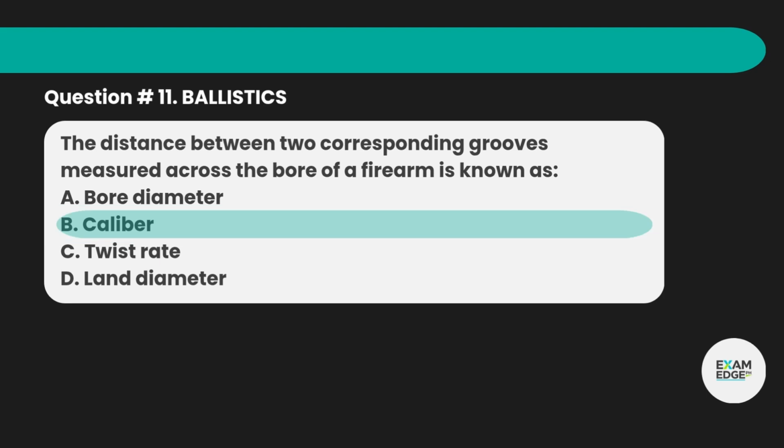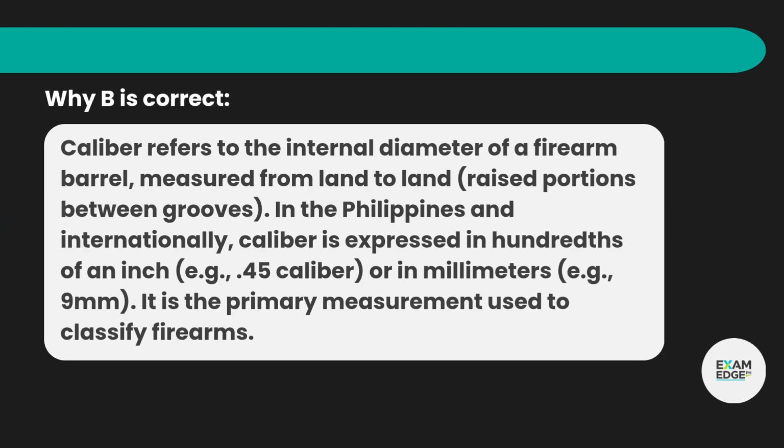Correct answer: B. Caliber. Why B is correct? Caliber refers to the internal diameter of a firearm barrel, measured from land to land, the raised portions between grooves. In the Philippines and internationally, caliber is expressed in hundredths of an inch, e.g., 0.45 caliber, or in millimeters, e.g., 9 millimeters. It is the primary measurement used to classify firearms.